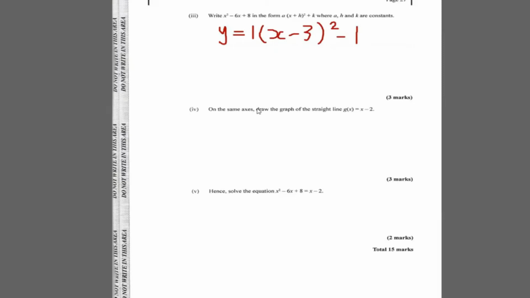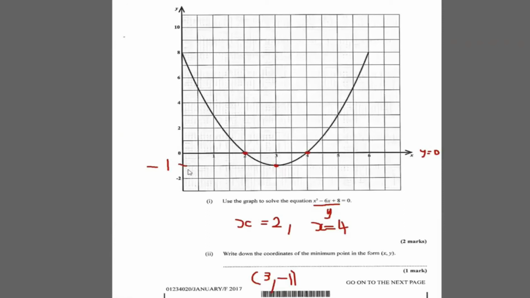Now it says on the same axis, draw the graph of the straight line g of x equals x minus 2. We need to draw the line x minus 2. The line x minus 2 has a gradient of 1 and cuts the y-axis at negative 2. So a gradient of 1 looks something like this. This is the line of g of x, with a gradient of 1, cutting the y-axis at negative 2. So rise of 1, run of 1.